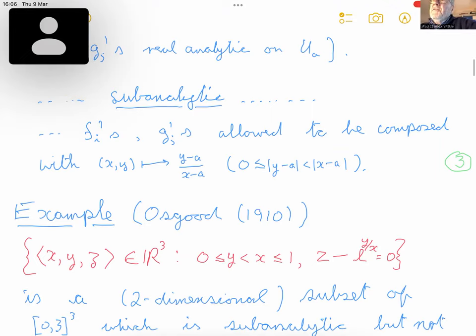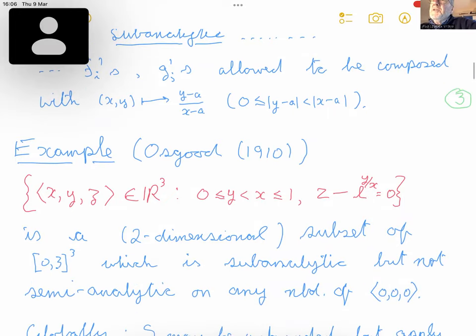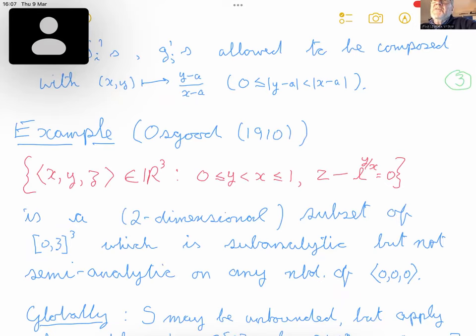If you haven't met this before, just to get a feeling of the difference between these two types of sets, and there's a big difference, there's this example of Osgood from 1910. Osgood, I think, was an American mathematician from the 19th and early 20th century who did work on when, if you have a function of many variables in certain situations, differentiability with respect to each variable separately implies full differentiability. I think that's one of his theorems. But anyway, he came up with this example.